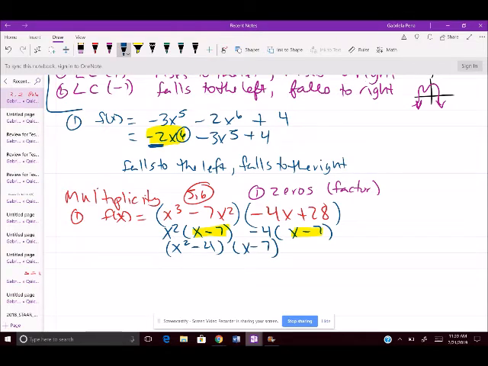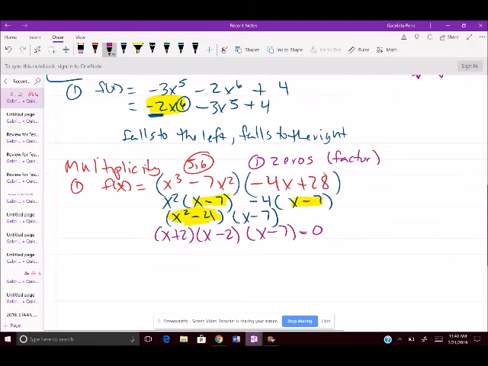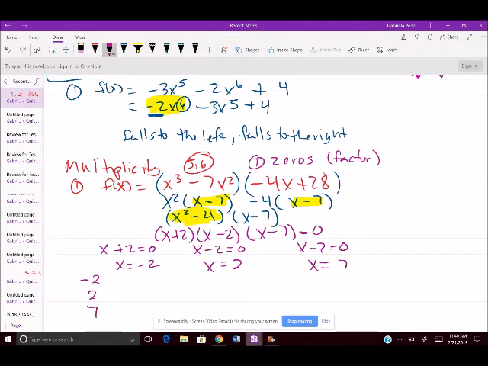Am I done? No, because this is a difference of squares. So this becomes x plus 2 and an x minus 2, and the x minus 7. Because I actually need to know the answers, you have to set each one equal to 0. And that should be a piece of cake. So this becomes x equals negative 2, x equals 2, and x equals 7. So minus 2, 2, and 7.